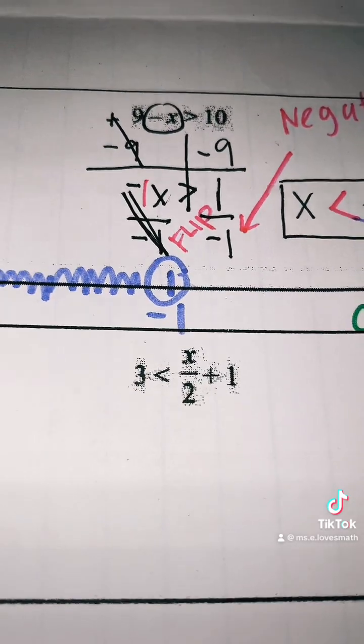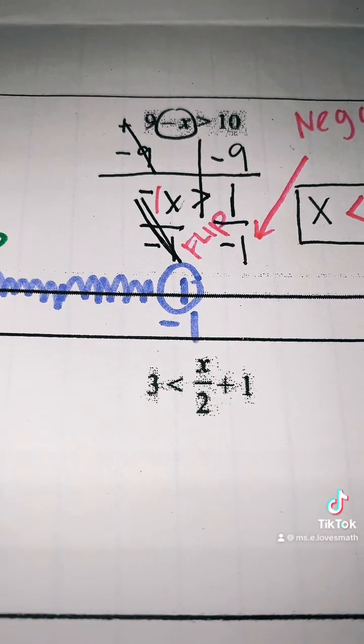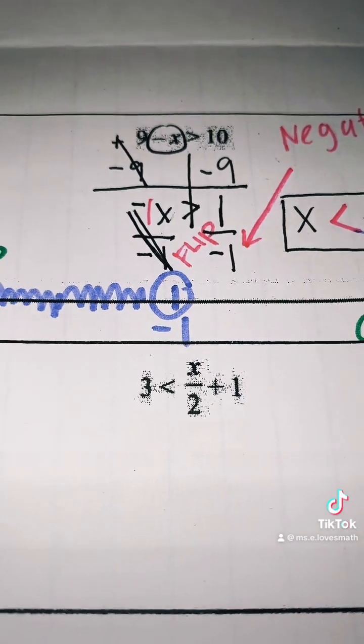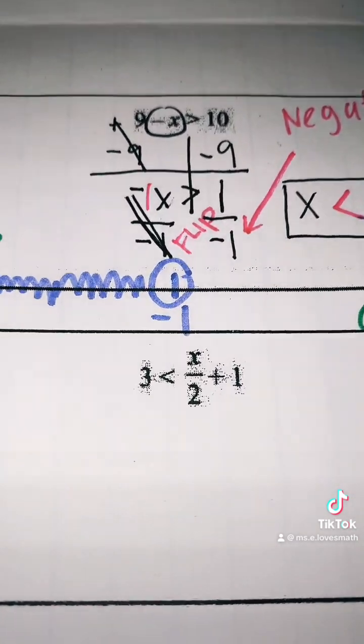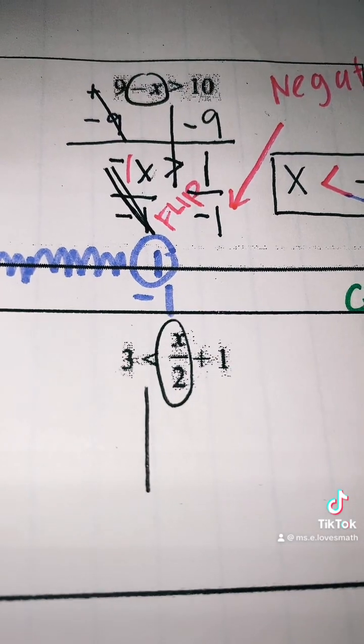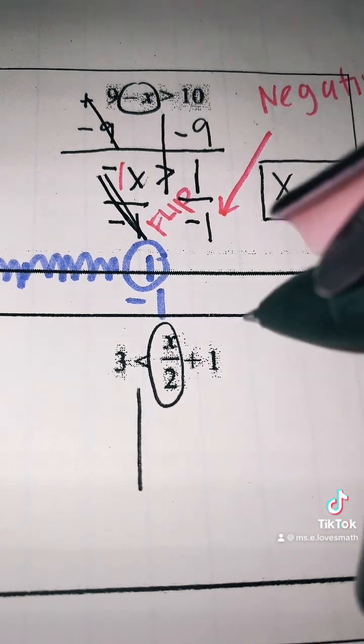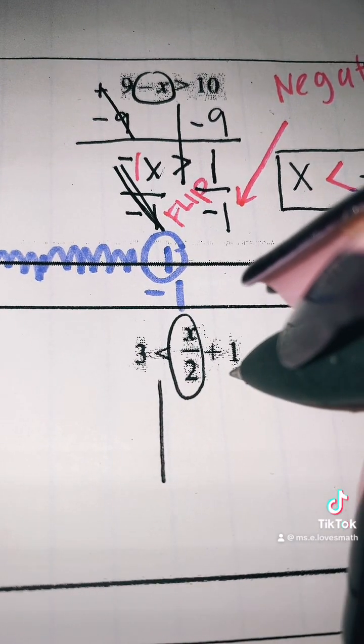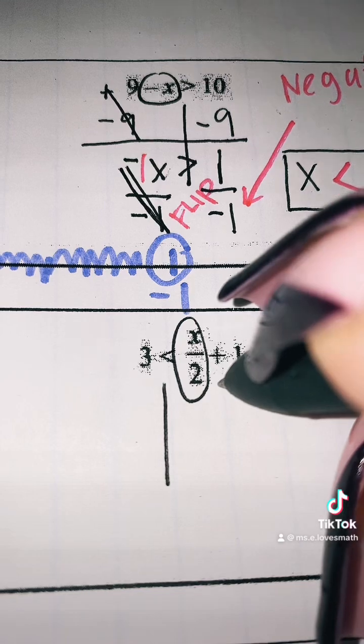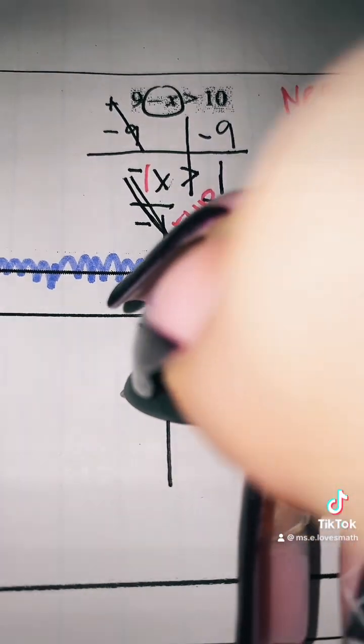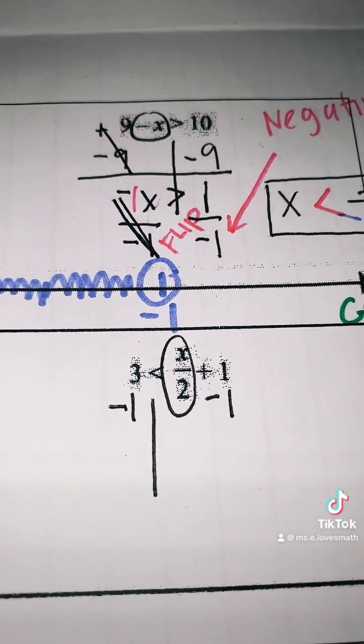In our last example, our variable is actually on the right-hand side. That's okay. Leave it there until we get to the end. We need to get the term x divided by 2 by itself, so to do that, we need to get rid of this adding 1. The inverse of adding 1 is subtracting 1. You must do that to both sides of the inequality.